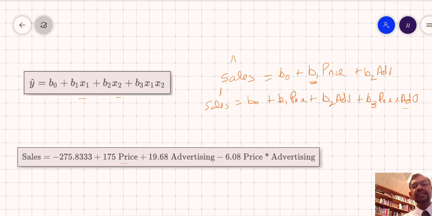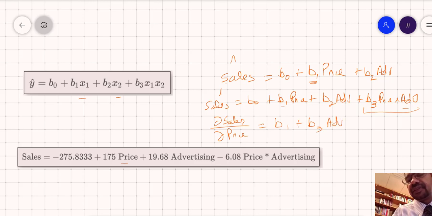So if we use the idea of the derivative of sales with respect to price as capturing the rate of change of sales with respect to a change in price, we can simply write del sales over del price, and it is first the slope coefficient on the price variable, and then price also appears in an interactive way. So we can show using calculus that this is B3 times advertisement. What is interesting here is that the effect of a change in price on our change in sales depends not just on price itself, but also on what level of ad spending we are talking about.